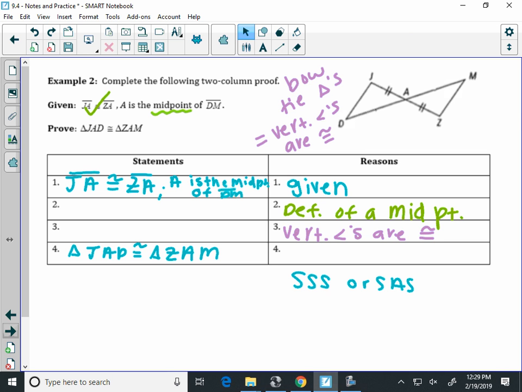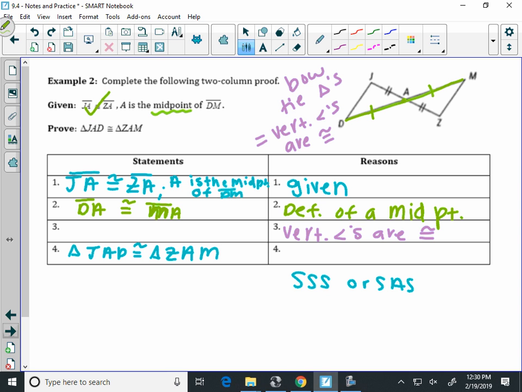Okay. Well, let's fill in our statements. Start thinking about what does it mean to be a midpoint? It's saying A is the midpoint of this line DM. What can we conclude from that? If A is the midpoint of DM, DA equals AM. Yeah, DA and MA are the same. Okay? We can say DA is congruent to MA.